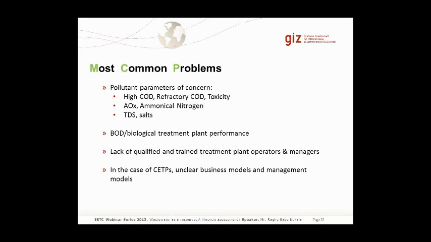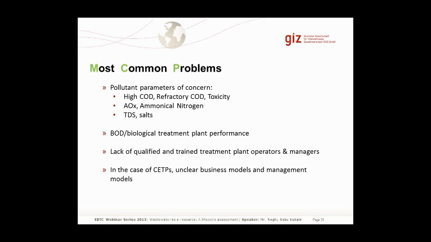In general, the most common problems associated with treatment we see in India: there are certain pollutant parameters of concern, for example, high COD, refractory COD, and toxicity. There are still problems with treating these pollutant parameters. AOX, for example, in pulp and paper, ammoniacal nitrogen in general for chemical effluents, TDS and salts, there are still problems with complying with standards on these parameters. Also, there are problems with biological treatment plants for reduction of BOD, mainly because of the toxicity elements, the refractory COD, and the other pollutant parameters. Lack of qualified and trained operators is also another issue. There are no qualified people really who can handle the treatment plants.